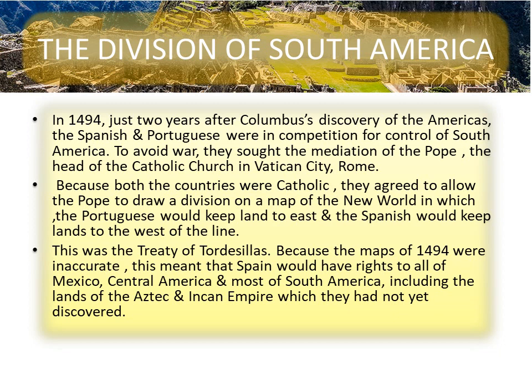Because the maps of 1494 were inaccurate, this meant that Spain would have rights to all of Mexico, Central America, and most of South America, including the land of the Aztec and Incan Empire, which they had not yet discovered.